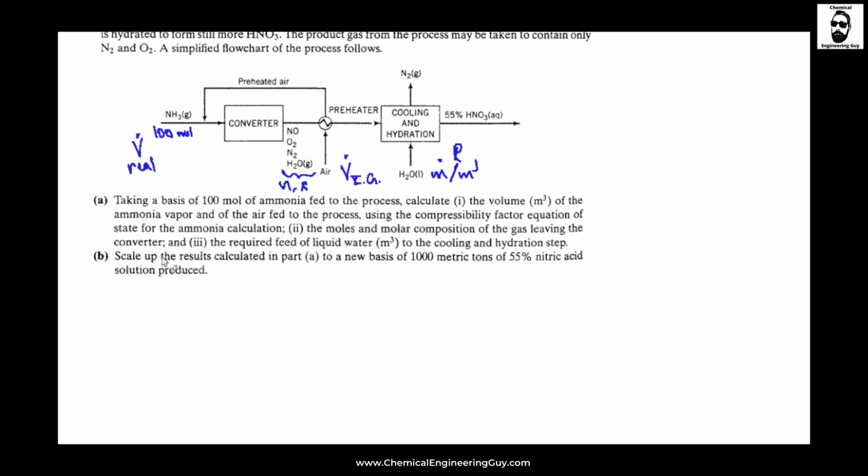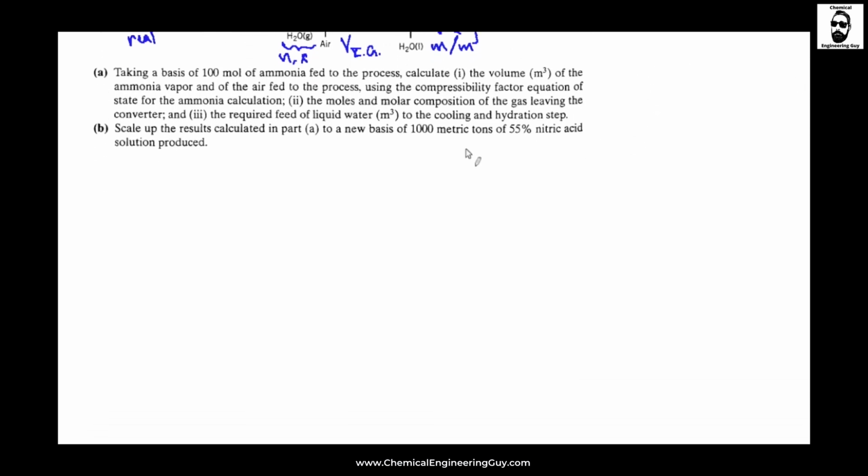Then they'll tell you letter B, scale this. Once we have everything, scale to a basis of 1,000 metric tons of the nitric acid. So first we got this basis number 1. Now basis number 2 will be 1,000 metric tons of this product. But yeah, that's the easy part. When we finish, we're just going to calculate the conversion factor and do all the conversions at the end. So let me just write this diagram here so you can understand what we're going to do.